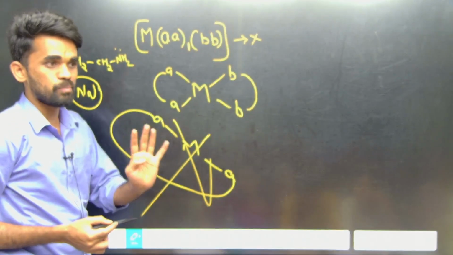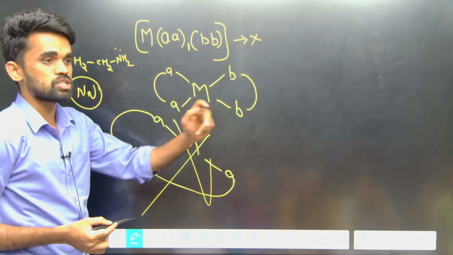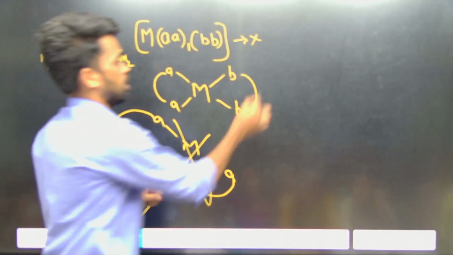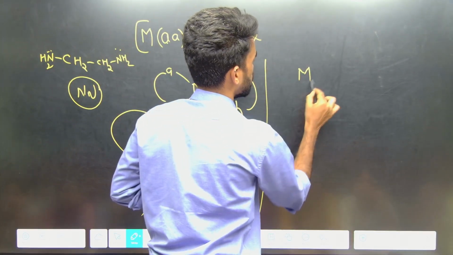They will give 4 compounds. In which of the following geometrical isomerism is possible, they will ask. Do you get the concept of how to decide? Yeah. Now check what I am doing.